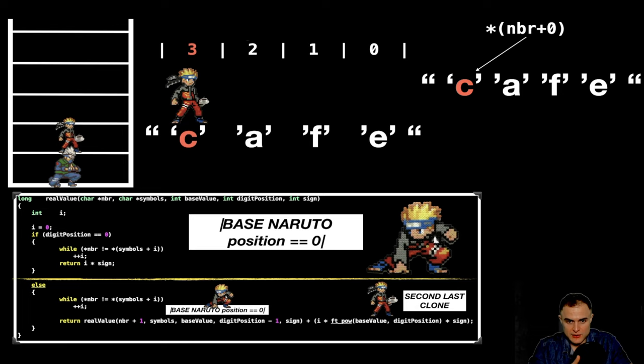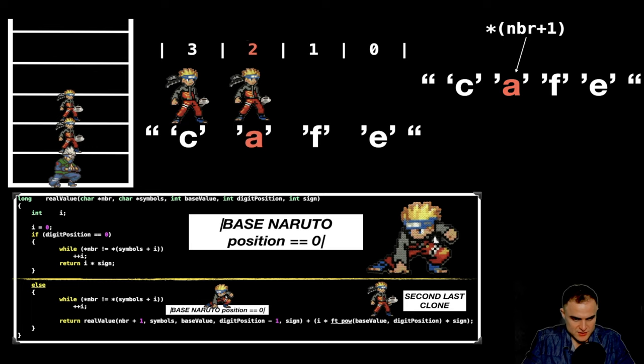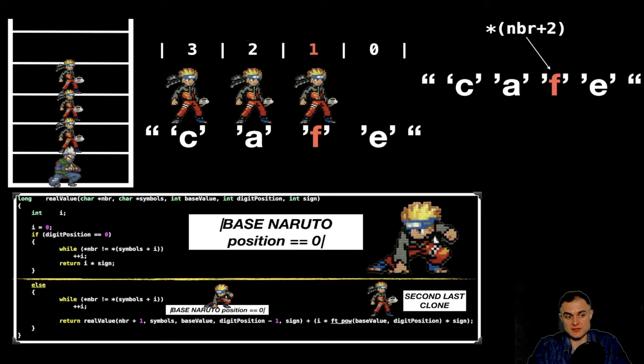Look carefully now. You see, I have another function now that has this time digit position two and number plus one. You see, this time the number is pointing to the A and the digit position is two. Perfect. Naruto again is going to check, hey, am I the last clone? No, I'm not. So this clone this time has one position less, namely two, and has moved inside the number one position more, namely with number plus one. Very easy. It's going to check, hey, am I the last clone? Namely, I'm the one in position zero. No, I'm not. So I'm going to call myself again. I'm going to clone myself. Boom. It's going to do that with one position less, and it's going to move on in our number, in our string. You get the point. Then again, it's going to check, hey, am I the last? Nope, I'm not the last. So it's going to clone for the last time.